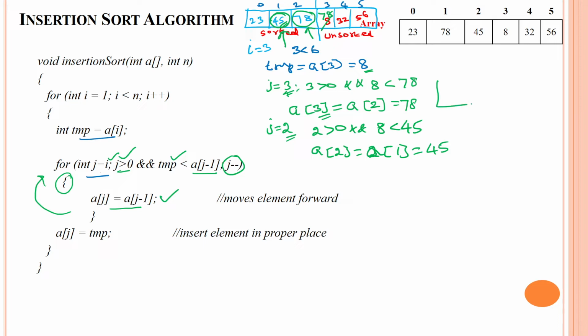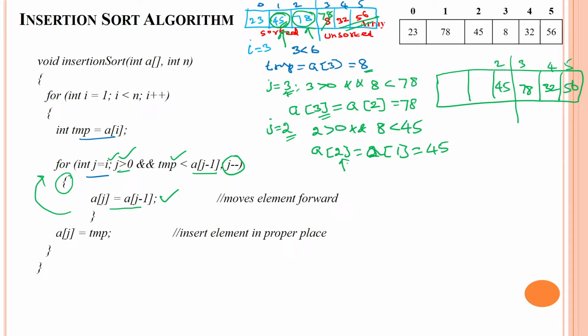So now the array will look like this. Here this is the sorted portion. Now in the third location we have written 78. Now in the second location we are writing the 45, right? Then in 4 and 5 we already have 32 and 56, available as it is.